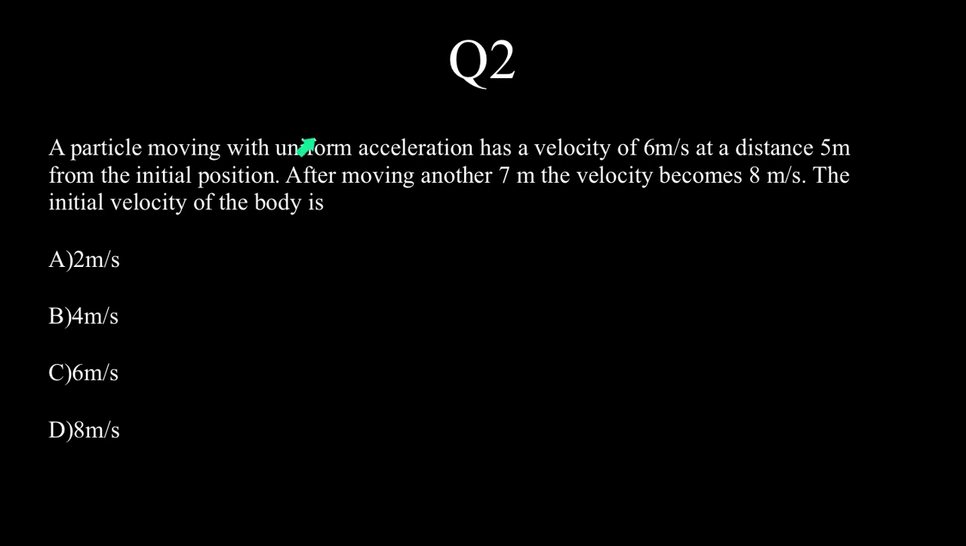A particle moving with uniform acceleration has a velocity of 6 meter per second at a distance 5 meter from the initial position. After moving another 7 meter, the velocity becomes 8 meter per second. The initial velocity of the body is?